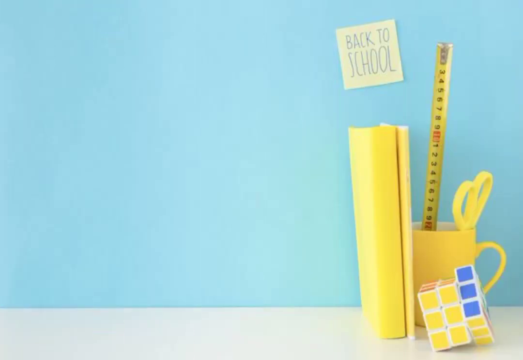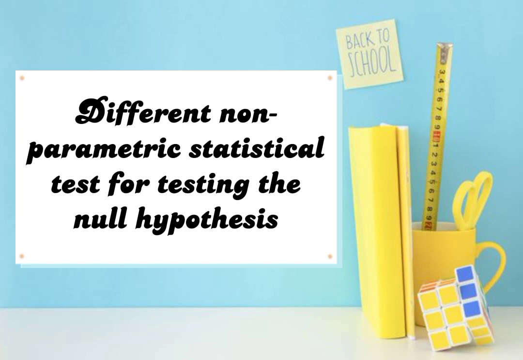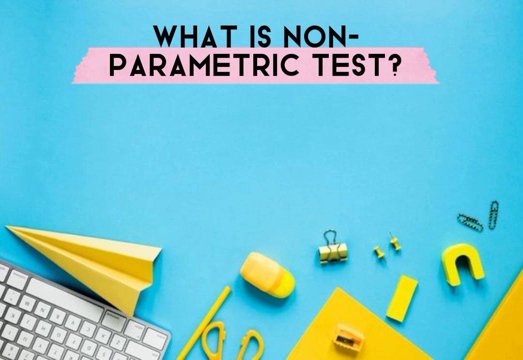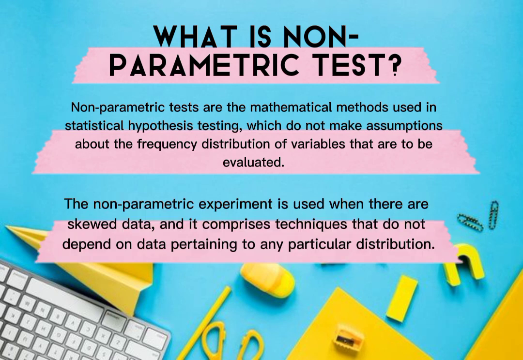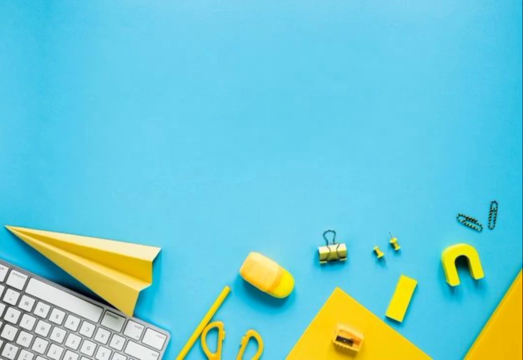Next, let's proceed to the different non-parametric statistical tests for testing the null hypothesis. Let's define what is a non-parametric test. Non-parametric tests are the mathematical methods used in statistical hypothesis testing, which do not make assumptions about the frequency distribution of variables that are to be evaluated. The non-parametric test is used when there are skewed data, and it comprises techniques that do not depend on data pertaining to any particular distribution.